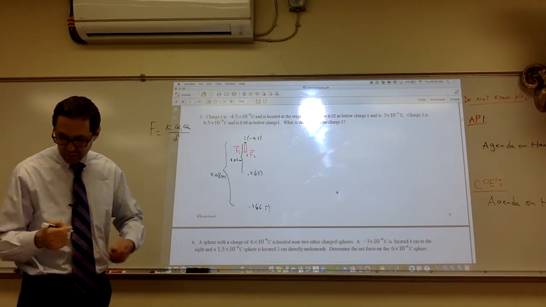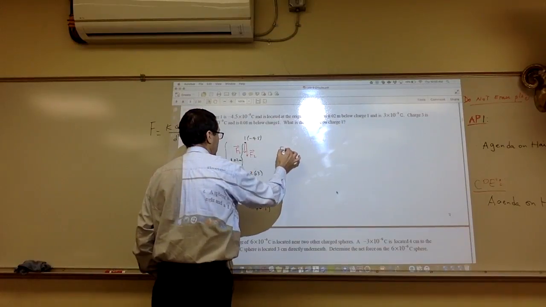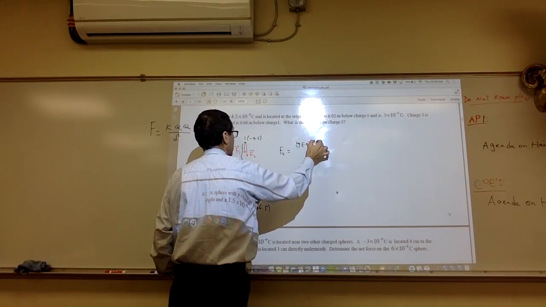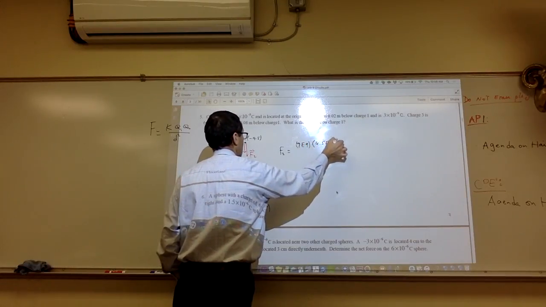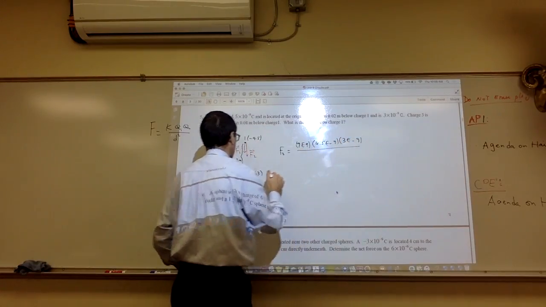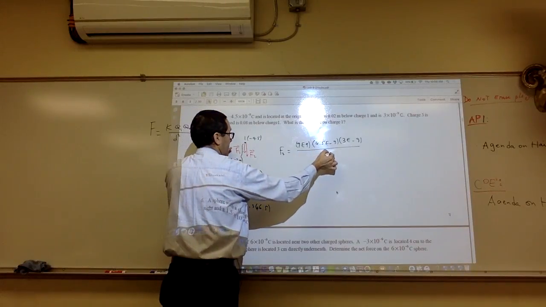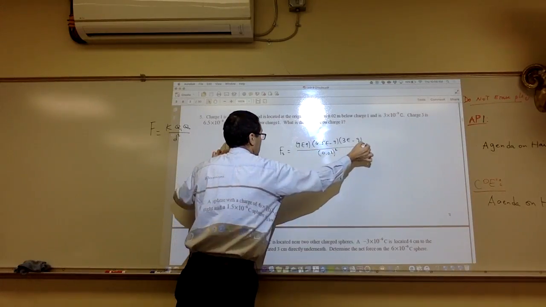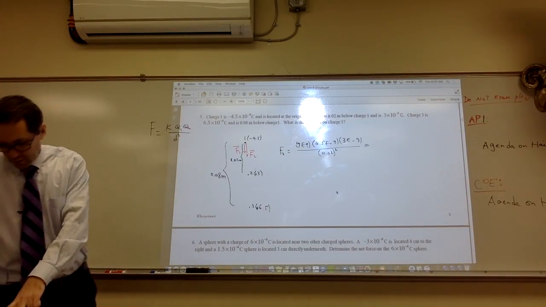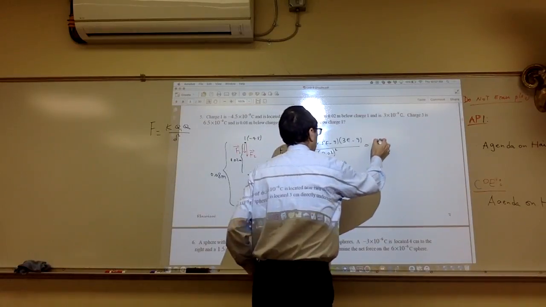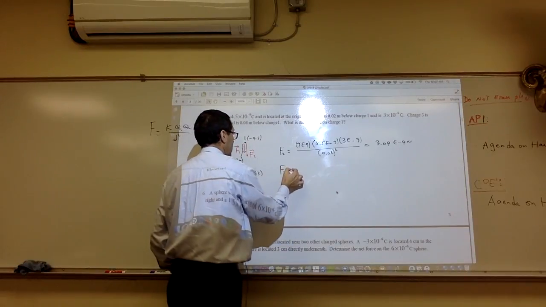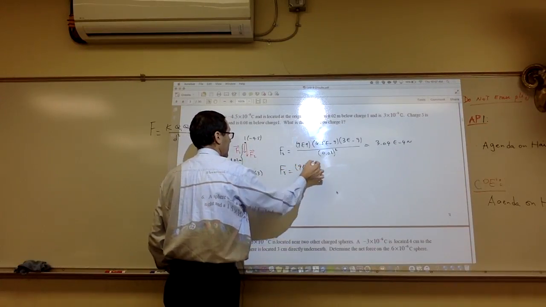Let's say F2, in magnitude, is 9 times 10 to the 9 times 4.5 times 10 to the negative 9 times 3 times 10 to the negative 9 over the separation distance, 0.02 meters, squared. The answer should be 3.04 times 10 to the negative 4 newtons, right?